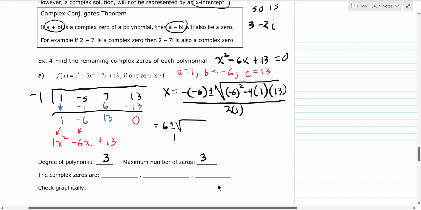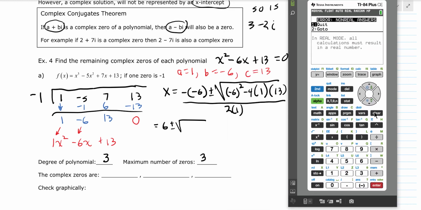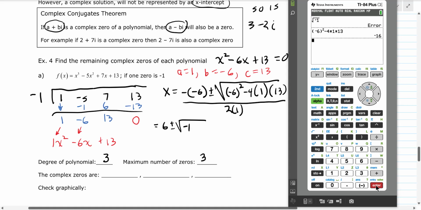You could do all this on a calculator if you wanted to. I mean, you can do some of it in your head too. But you can carefully do this on a calculator if you want to. So -6 squared minus 4 times 1 times 13. That expression under the radical, we call that the discriminant. So that's going to give -16 over 2.